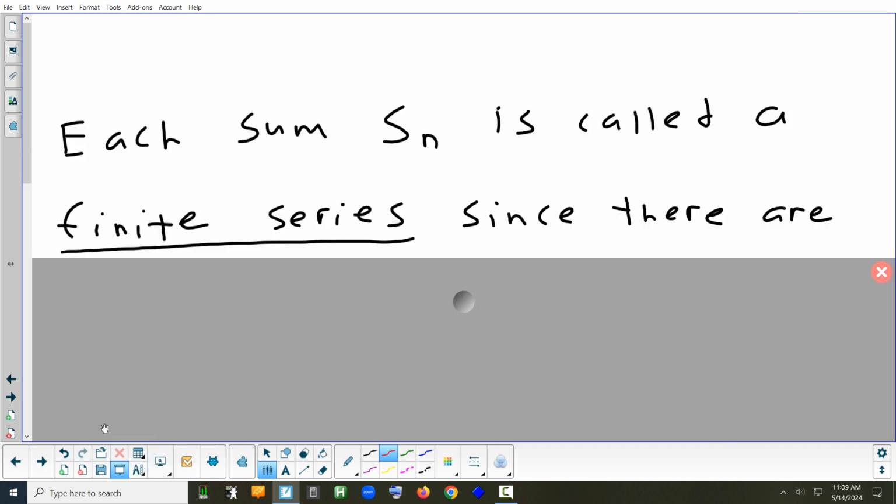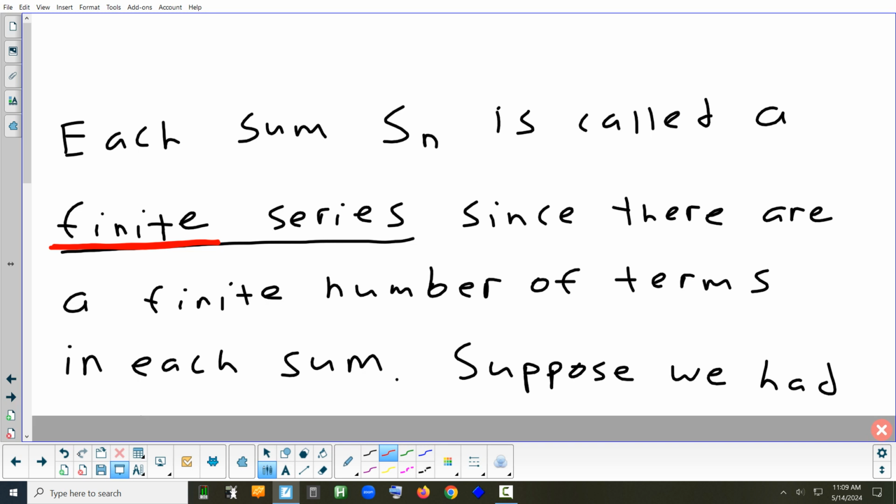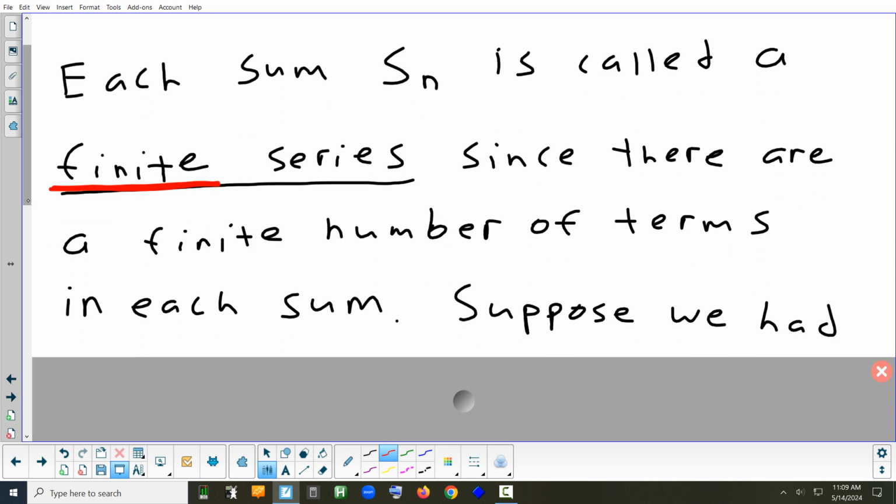So each one of those things that we wrote down, S1, S2, S3, S4, they are what we call finite, because it only had a certain amount of terms in it. It didn't go on forever. It's called a finite series. And that's one of the two types of series that we're going to look at. Finite, and the other one is infinite.